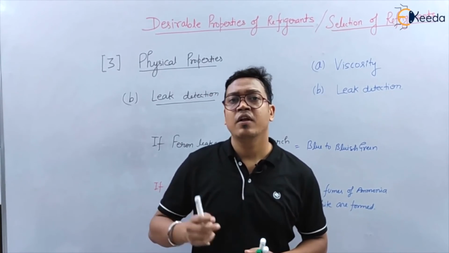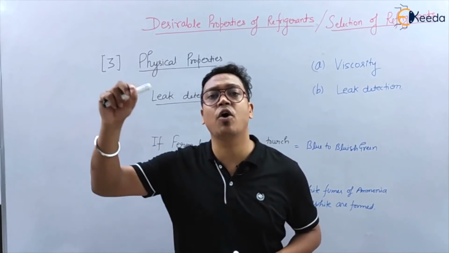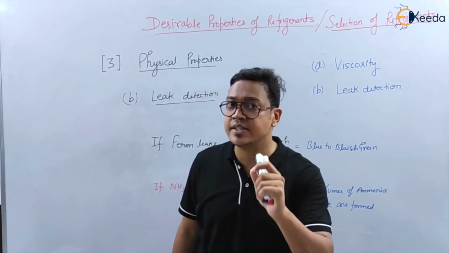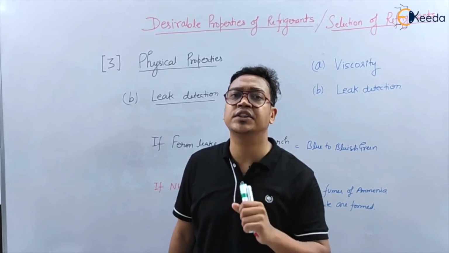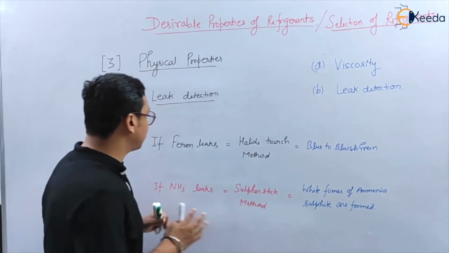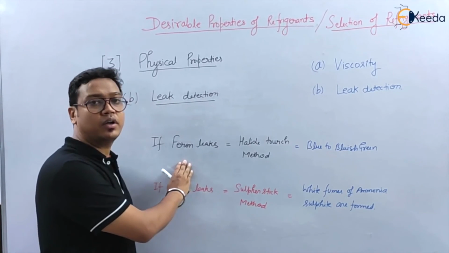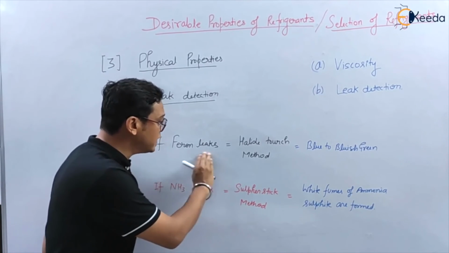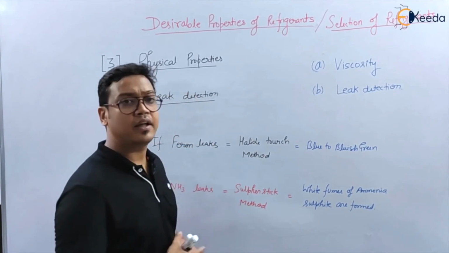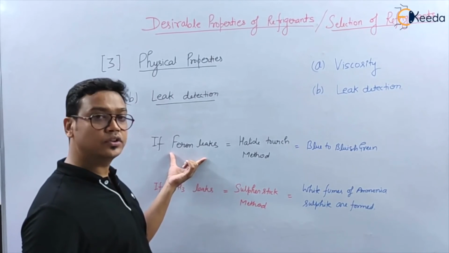If refrigerant is leaking out from the system, then the leak detection should be very simple. So I have taken 2 examples. Suppose in a system I am using freon as a refrigerant. If freon is leaking from the system, then we use the halide torch method for detection of leaking of freon.